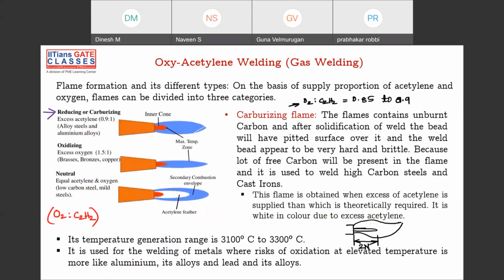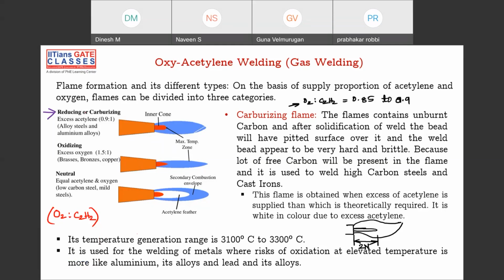Now, fine. These flames are produced. There are three different types of flames we can get based on the composition of oxygen and acetylene that you provide to the mixing chamber. If you have more oxygen than acetylene, then one kind of flame is achieved. If your acetylene is more than oxygen, then another kind of flame is achieved. If both are in equal parts, then another kind of flame is produced. So based on the ratio of oxygen and acetylene, there are three different types of flames you can achieve. What are the three types?